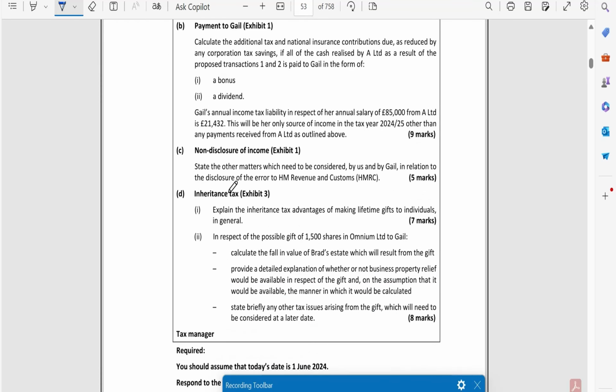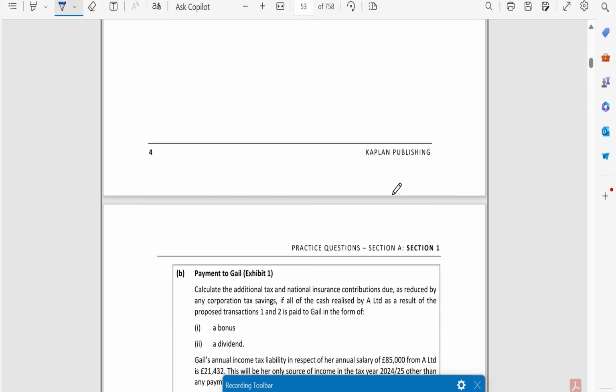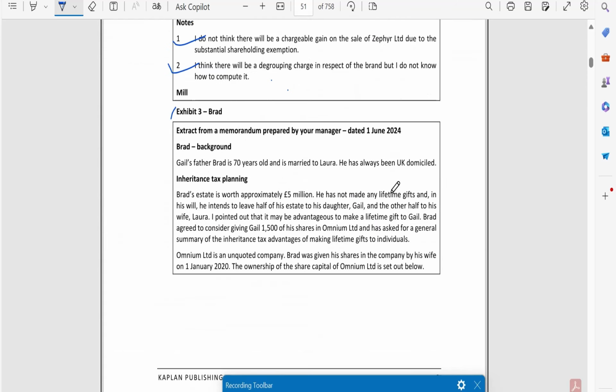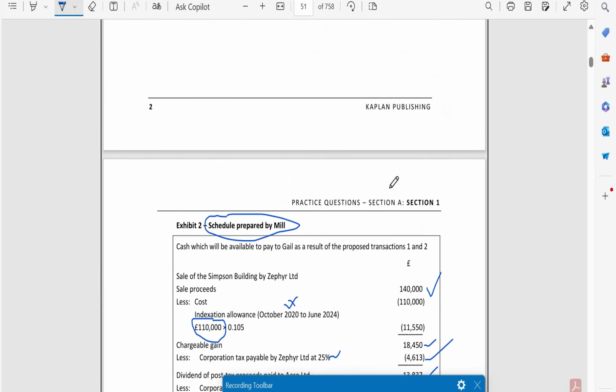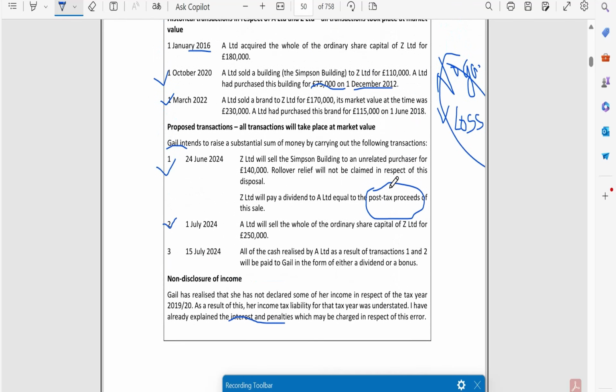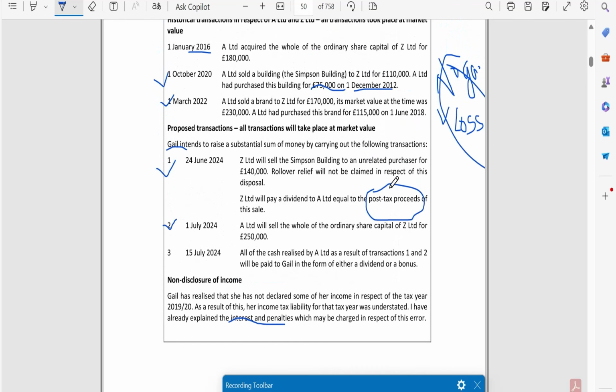Okay, so regarding non-disclosure, they're asking us to state the other matters which need to be considered by GIL in relation to the disclosure of the error to HMRC. So basically, first of all, we will ask the client to disclose this error to HMRC, and if the client has given us authority to do so, in that case we will inform HMRC, no issue, but we won't inform them until and unless we have permission to do that.